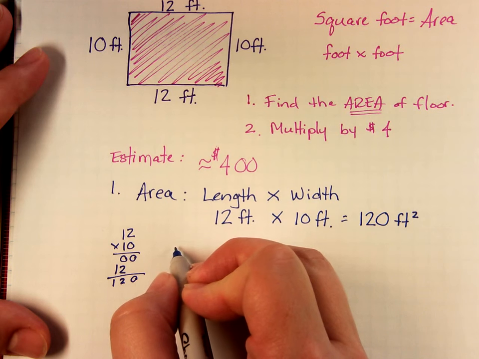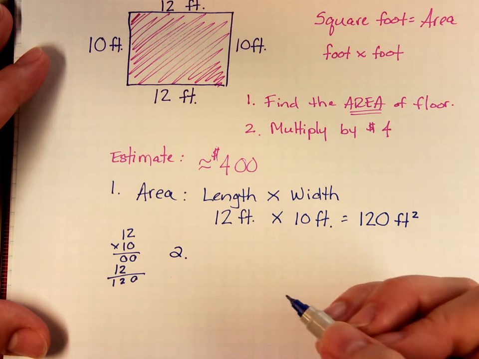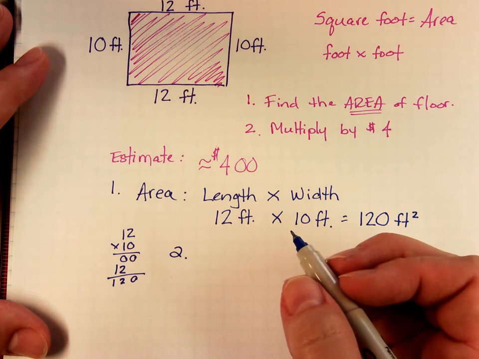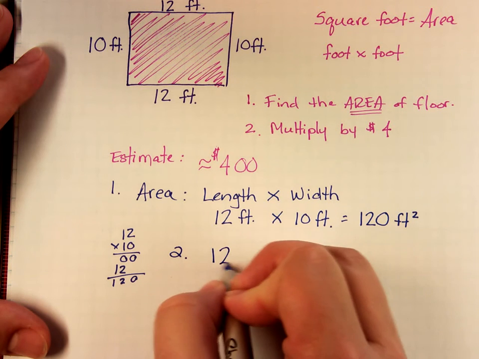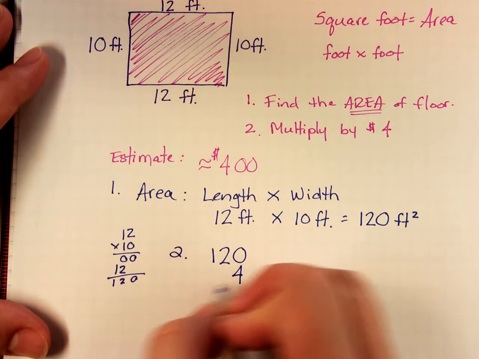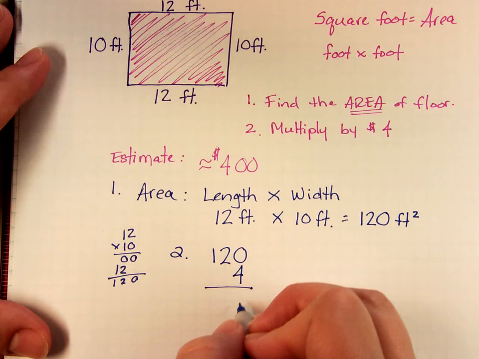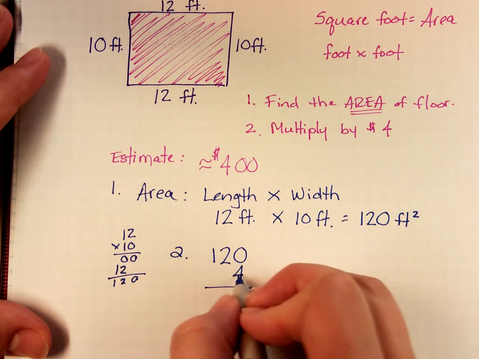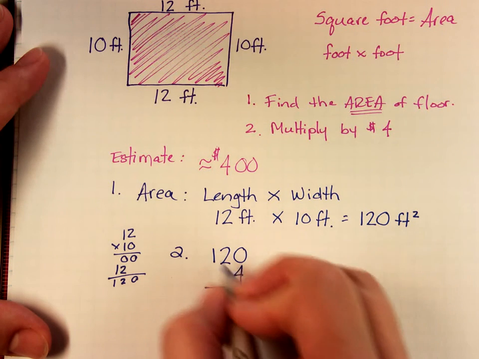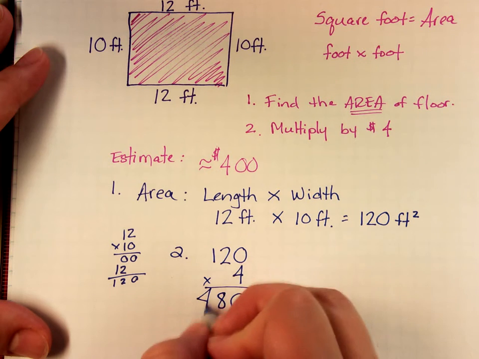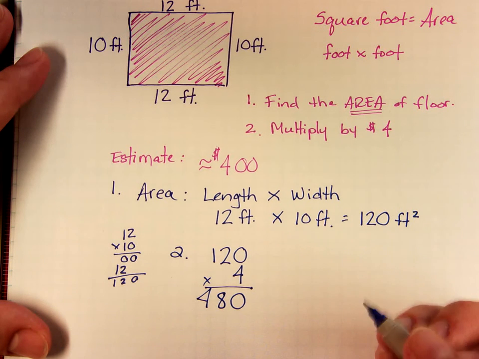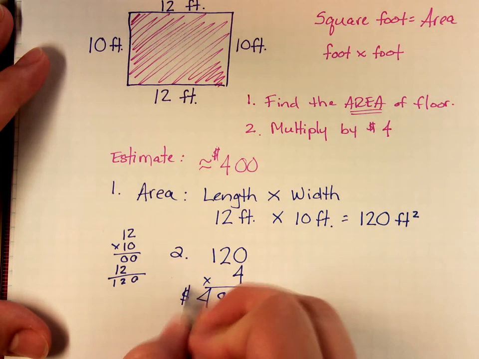Step number 2, multiply that number by $4 a square foot. 120 times 4. 0 times 4 is 0. 2 times 4 is 8. 1 times 4 is 4. And we get $480.